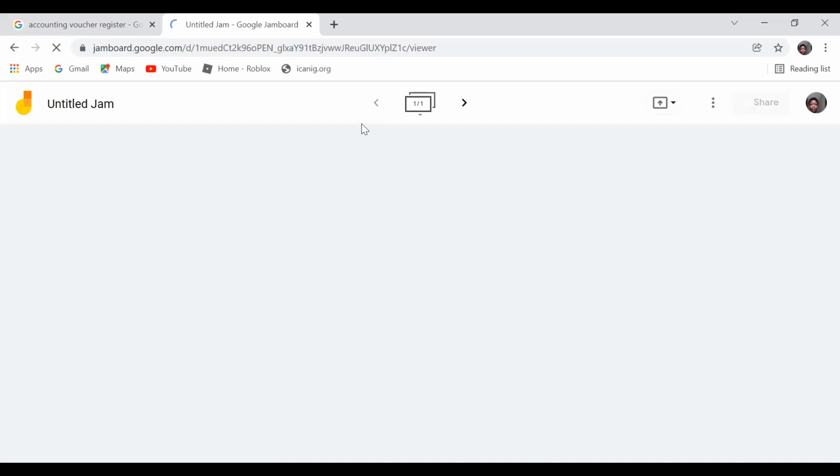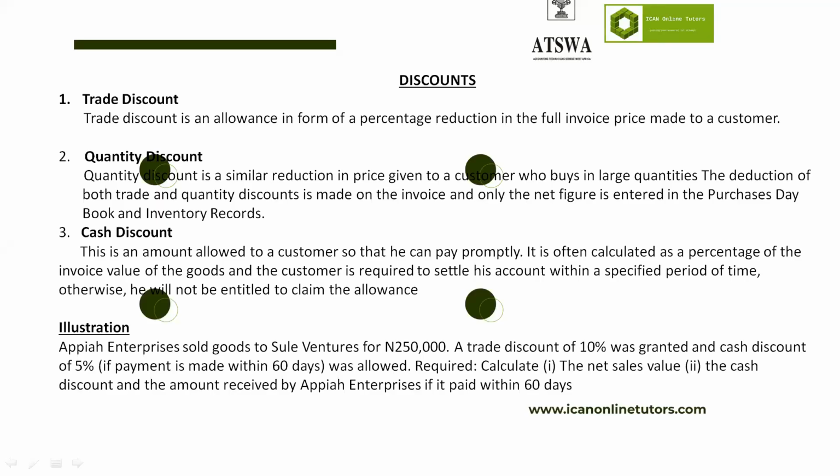Okay, so let's see, what is the question saying again? You can see now you sold goods for how much? For 250,000. And a trade discount of how much? A trade discount of 10% will be given. And this particular transaction also qualifies for cash discount. But you are only going to enjoy this if you made a payment within 60 days. The question clearly stated, let's assume that you made a payment within 60 days.